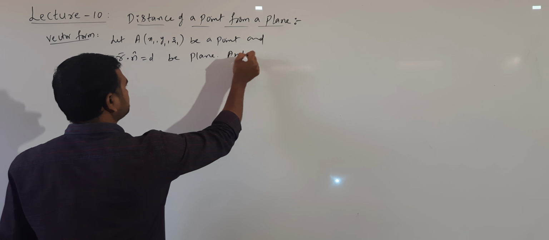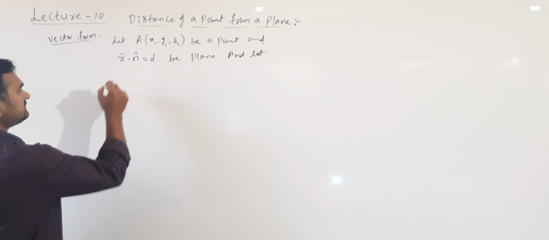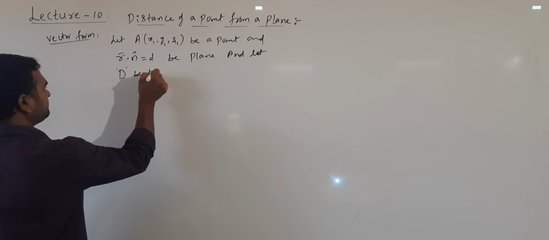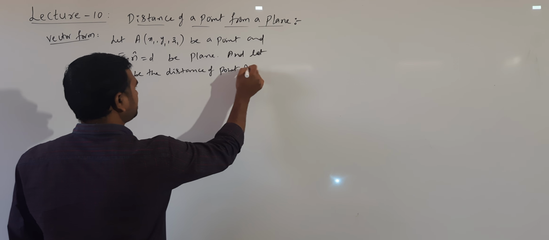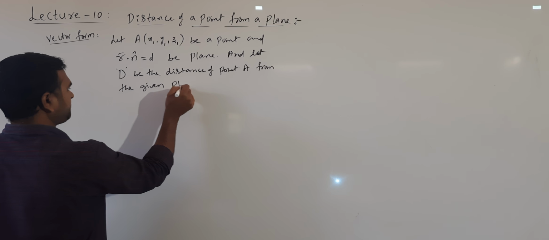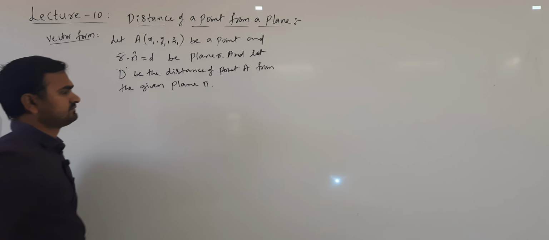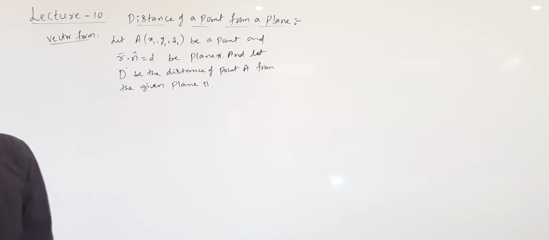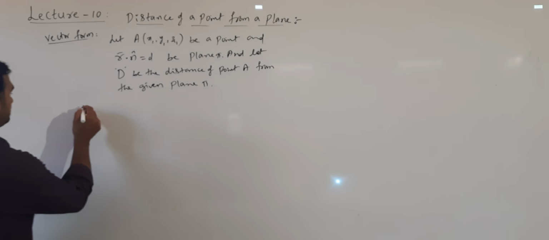R bar dot n cap is equal to d be a plane, and let, see, the notation d is already used, so for distance I will take capital D. Let D be the distance of point A from the given plane pi. I will take the plane as pi. Okay, so we have to find that distance D of the point from the given plane pi. Let us see the diagram. So from the diagram only we can derive the condition here.